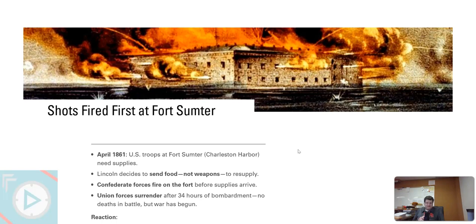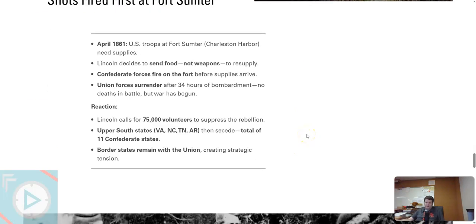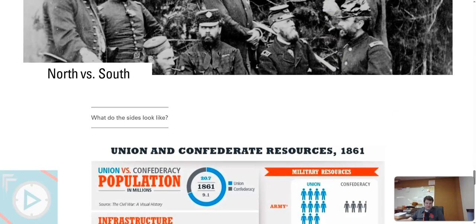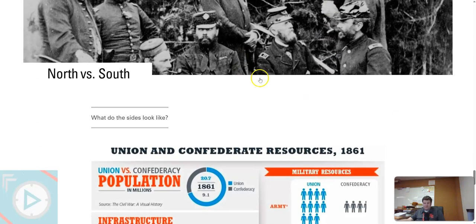But this is the shots fired. The war begins. The Civil War kicks off. Abraham Lincoln will call for volunteers. More states will join the Confederacy. And we have ourselves a civil war, a war between the states, if you will. Now, let's take a look at the two sides and see how they stack up.